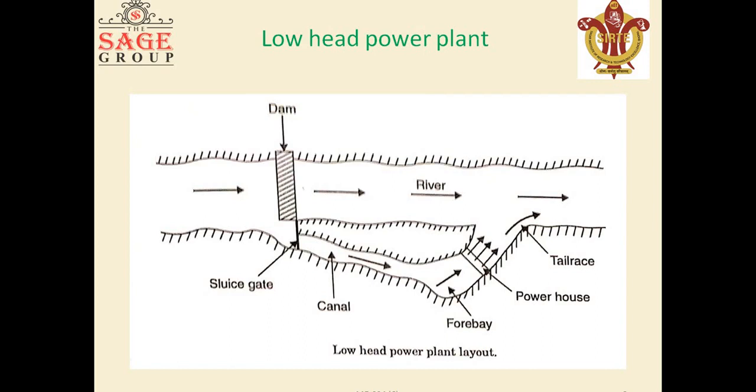So this is the simple basic information on the different types of plants: high head plant, medium head plant, and low head plant. Some other plants we will discuss in the next lecture.